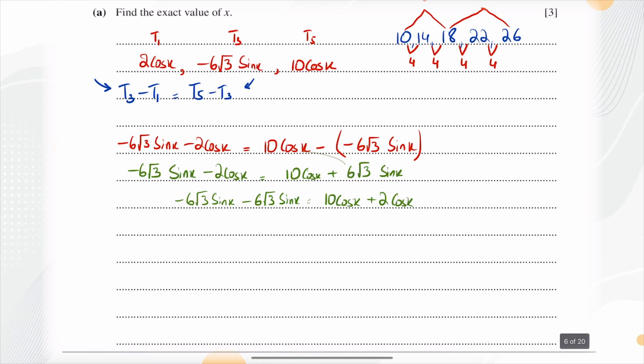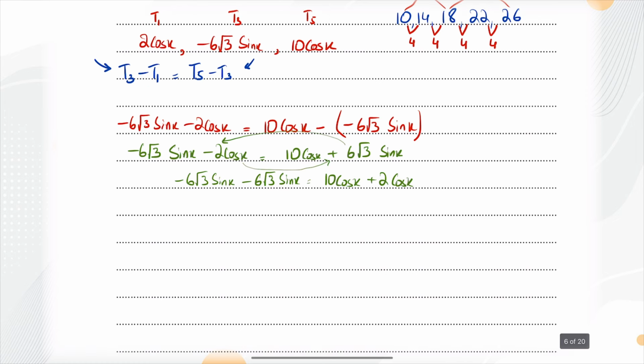So here's what I've done. I've taken 6 root 3 sine x over to the left hand side and minus 2 cos x over to the right hand side. So here's what I'm looking at: minus 12 root 3 sine x equals 12 cos x.